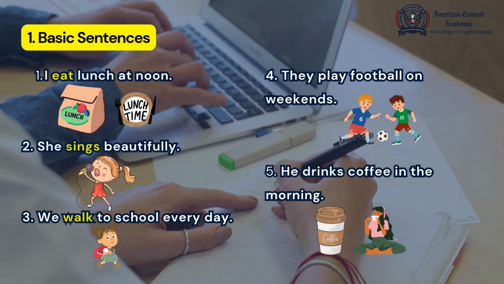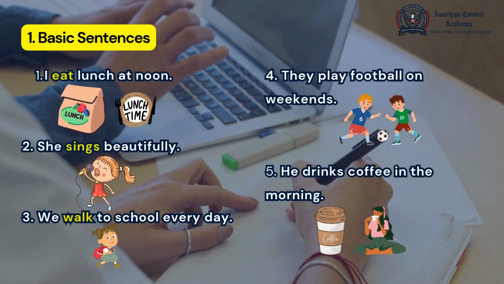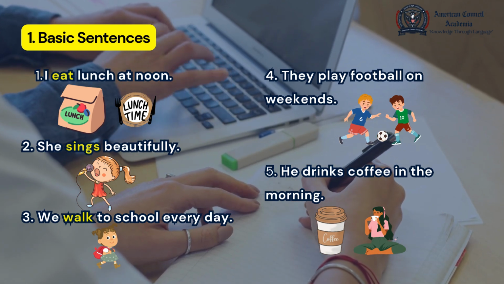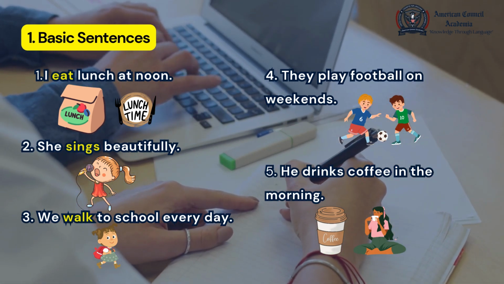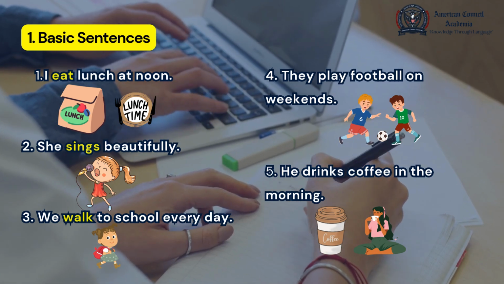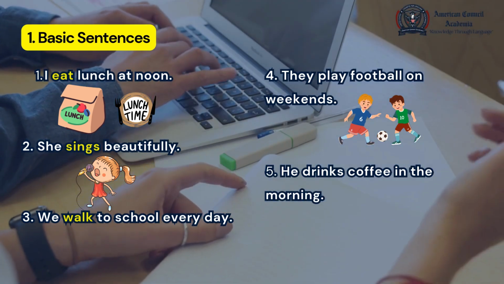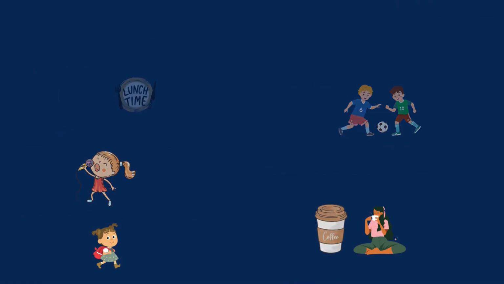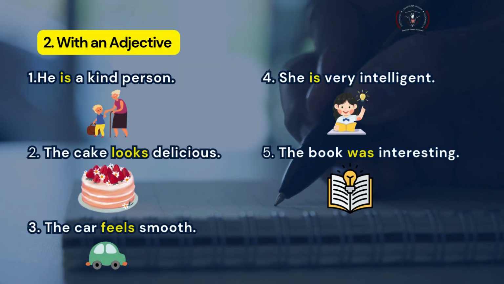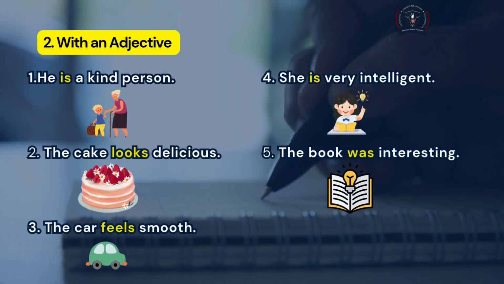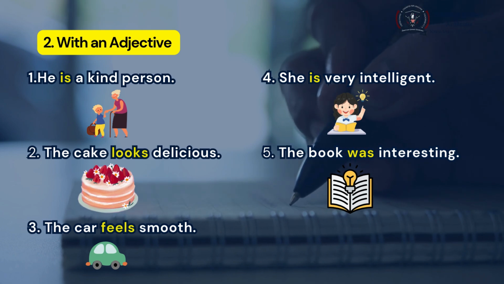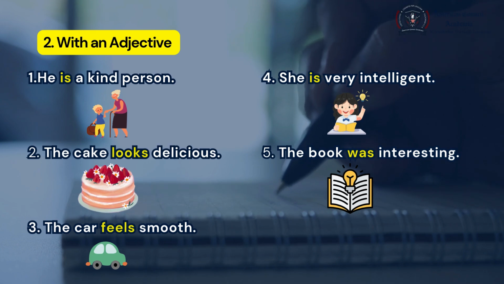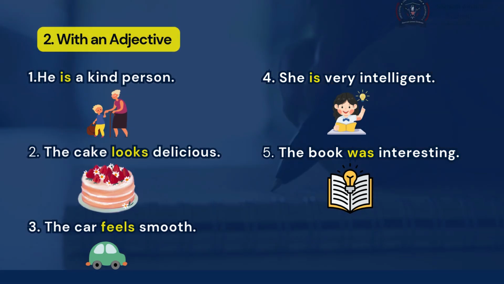Examples: basic sentences. I eat lunch at noon. She sings beautifully. We walk to school every day. They play football on weekends. He drinks coffee in the morning. With an adjective. He is a kind person. The cake looks delicious. The car feels smooth. She is very intelligent. The book was interesting.